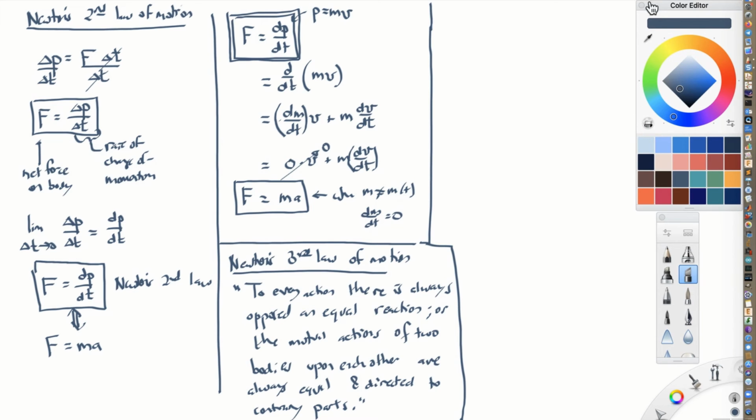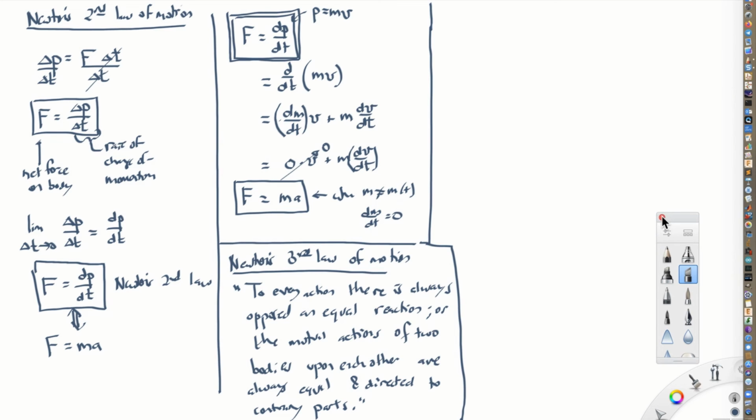So to every action, there's always opposed an equal reaction. Keep in mind, first of all, that these terms, action and reaction, are synonymous with our terms force and counterforce, you might say. So to every force, there's opposed an equal and opposite force. Okay, so that's something to keep in mind, first of all. Or the mutual actions of two bodies upon each other are always equal and directed to contrary parts.